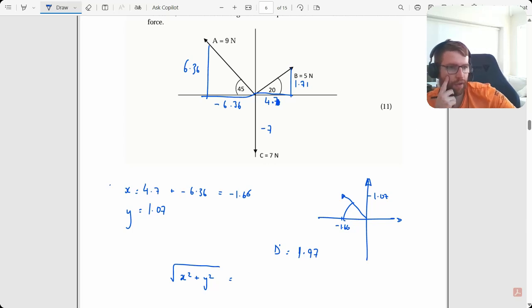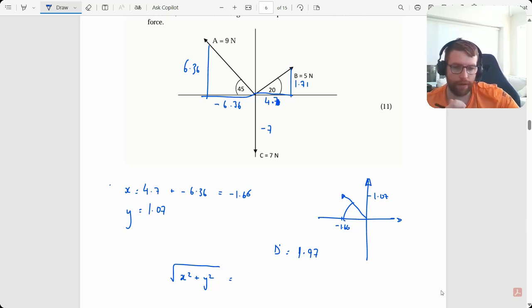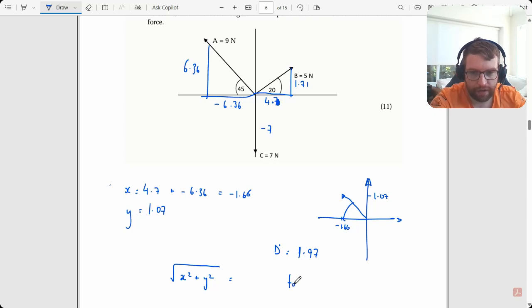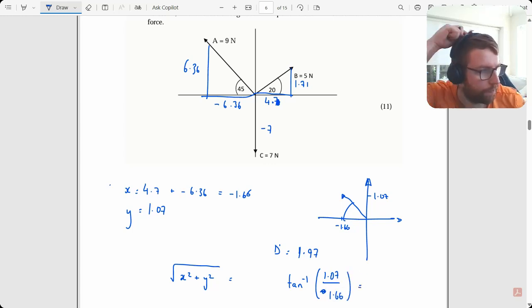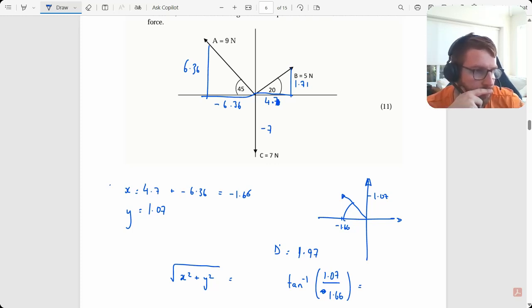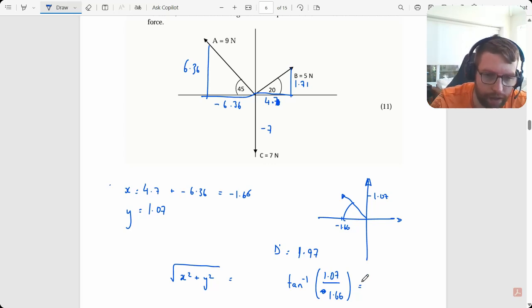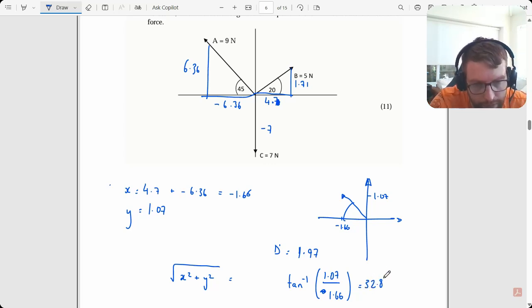So that is, again, the inverse of tan, tan to the minus 1 of 1.07 over 1.66. The positive doesn't matter, so we'll do that. And that is 32.8 degrees.